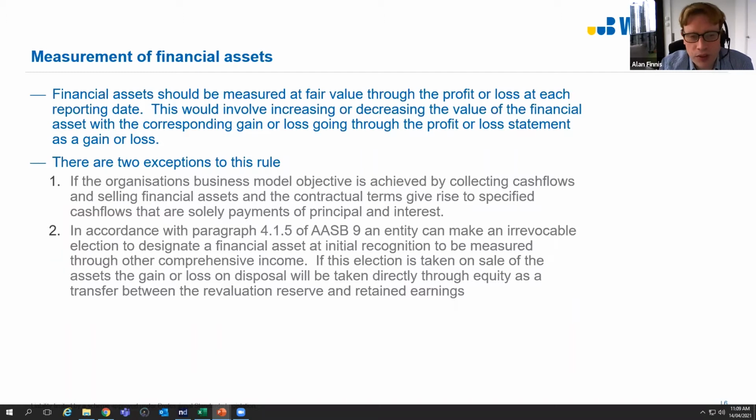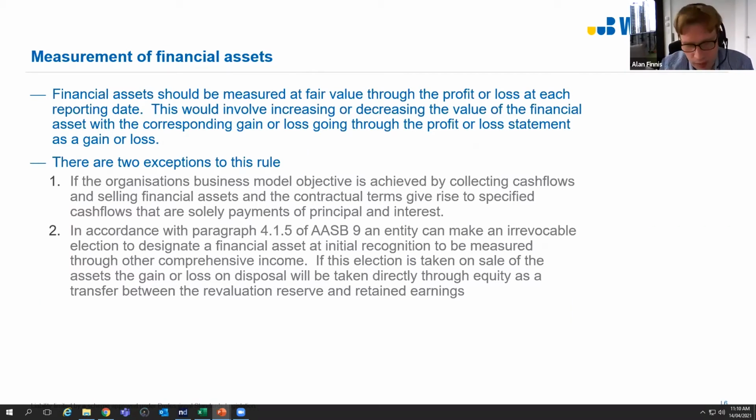There are a couple of exceptions here. If you are in a financial services business whose objective is to collect these cash flows and sell financial assets, then you are allowed to value your investments through other comprehensive income, as was the case under AASB 139. There is also, as point 2 suggests, an opportunity to make an irrevocable election to continue along the old treatment, as we did under AASB 139.